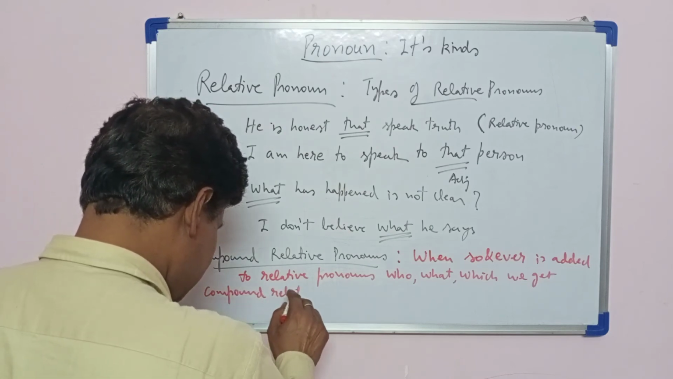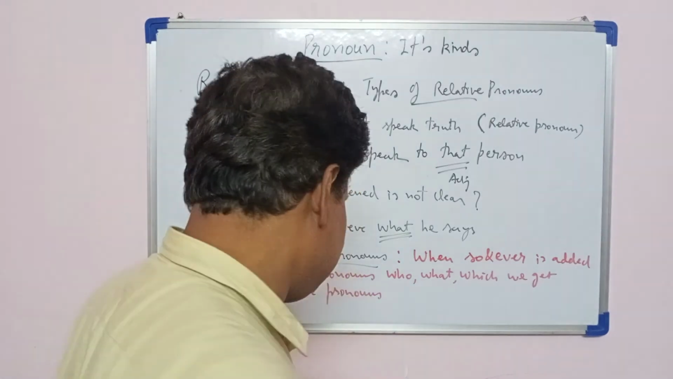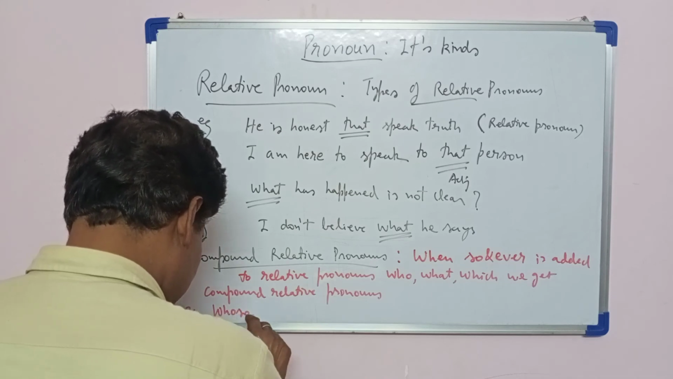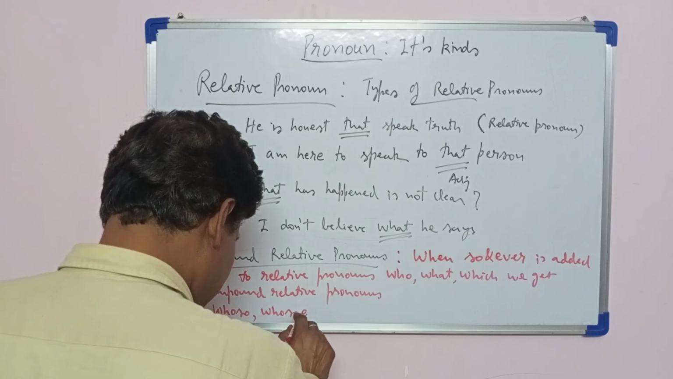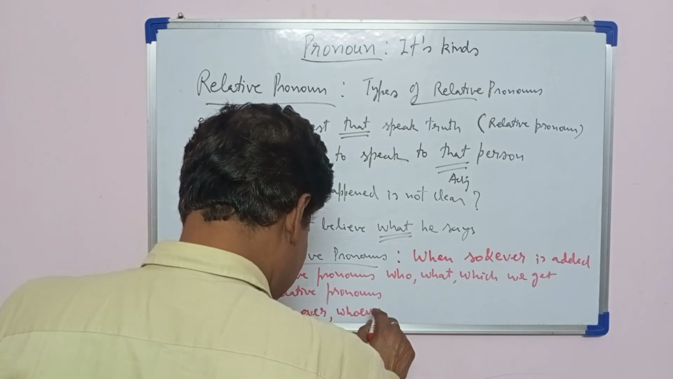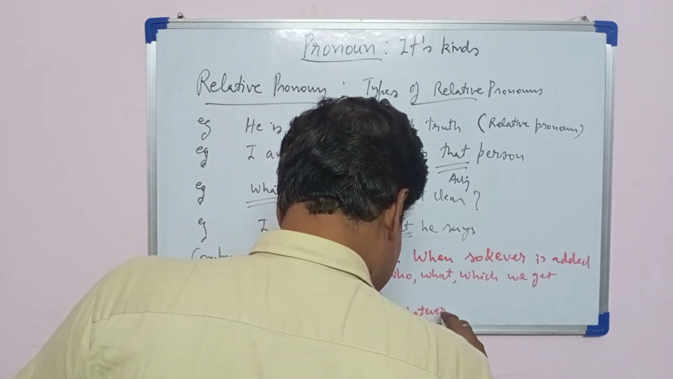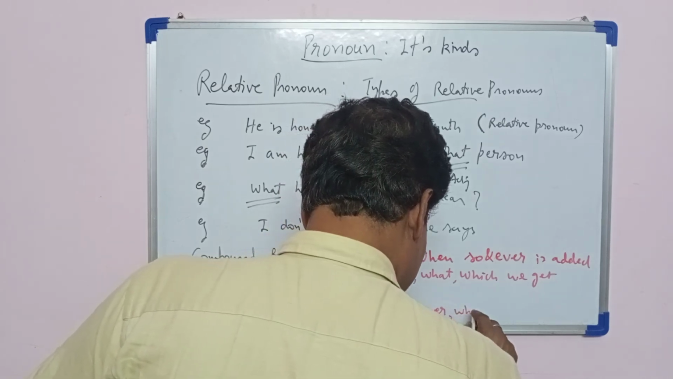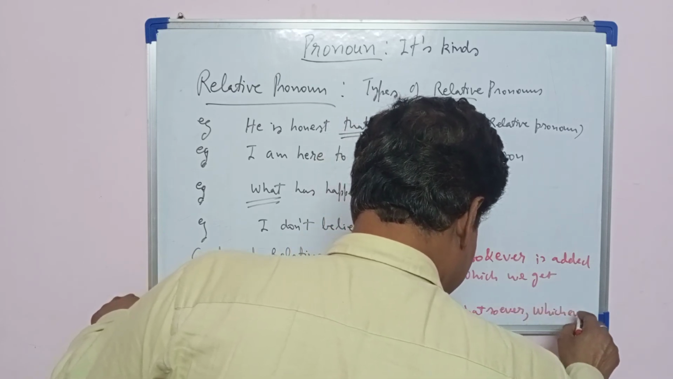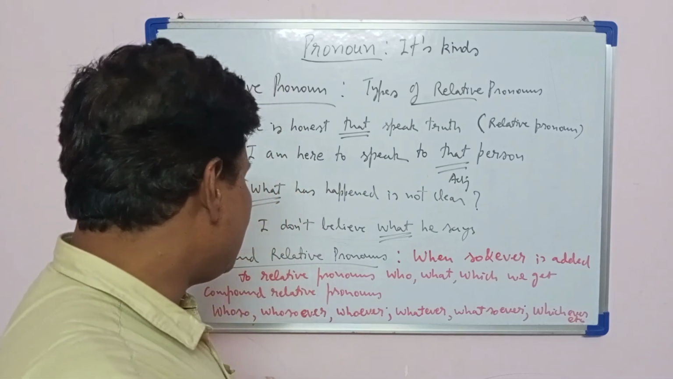Okay, so let's see examples. Whosoever, whoever, then whatever, whatsoever, whichever, etc. So you can see these are the compound relative pronouns.